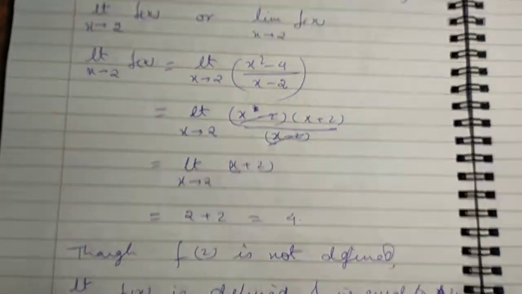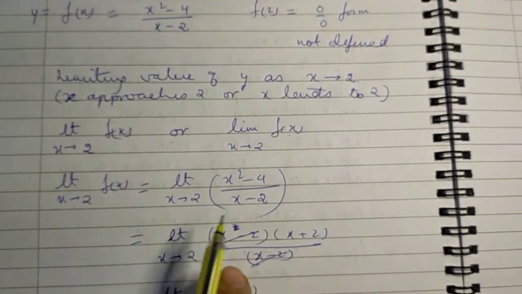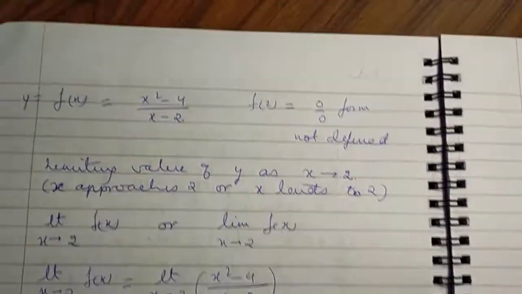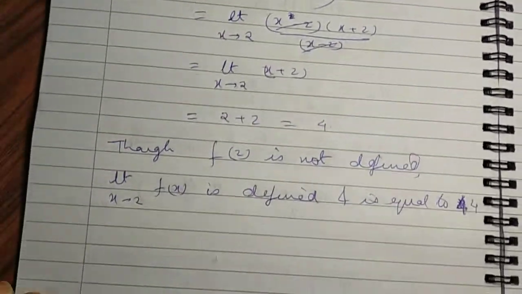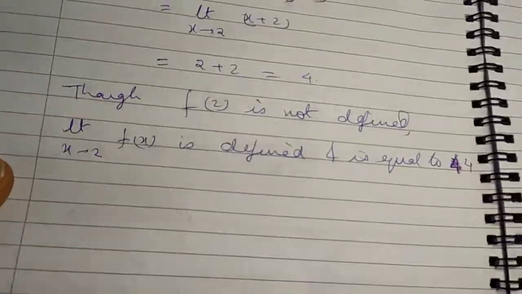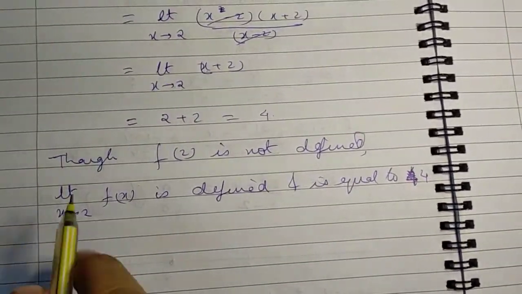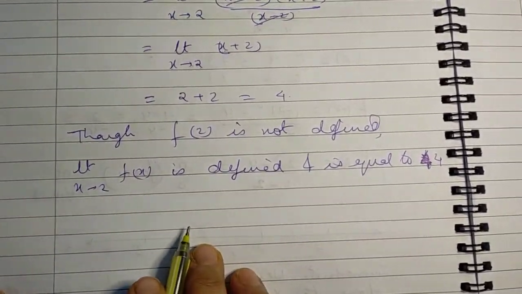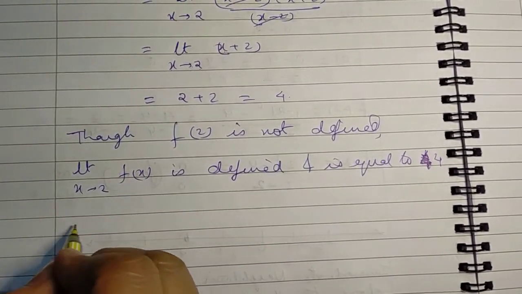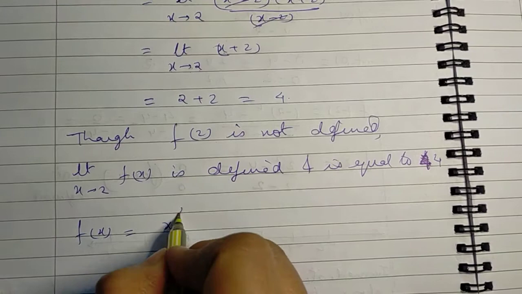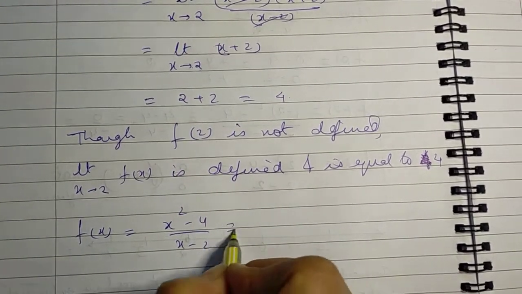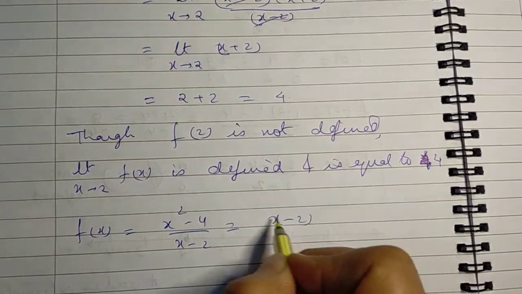Now you may think that the same procedure we could have done for finding the value also at x equal to 2. But here this we cannot do. Now let's see what is the reason behind it. Now f(x) is equal to x squared minus 4 over x minus 2, and when you write it in the factorized form.